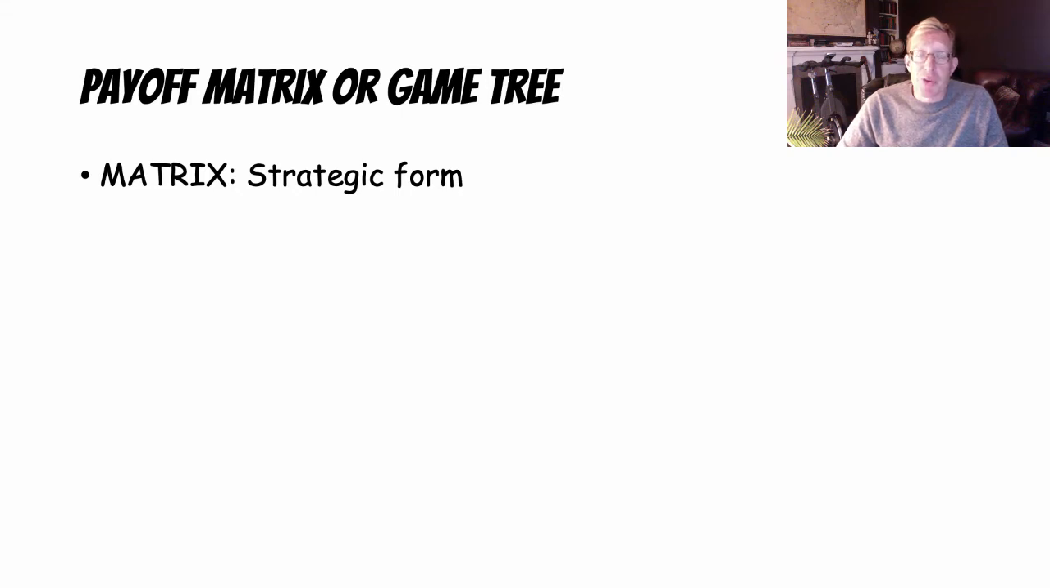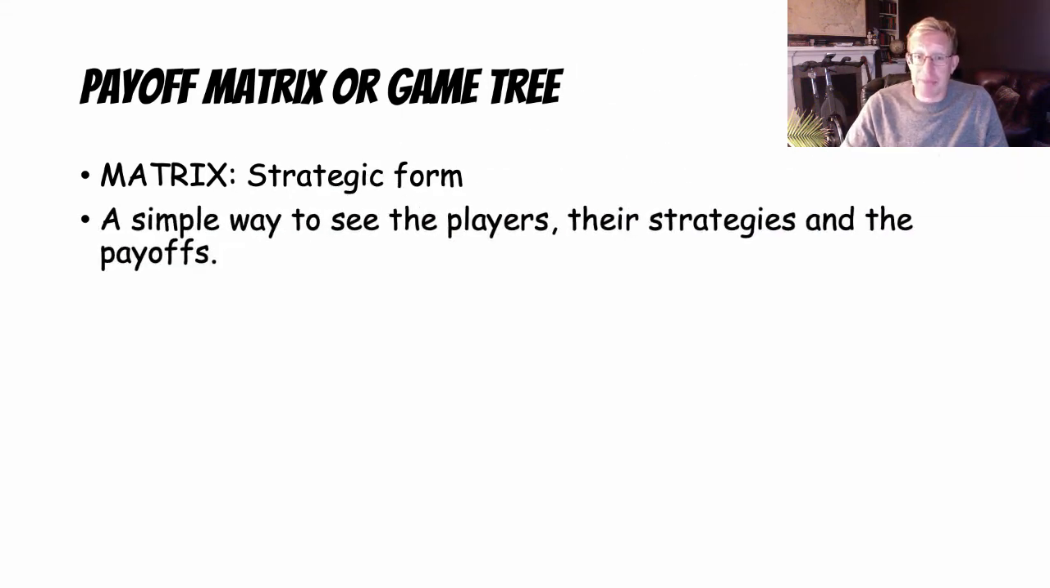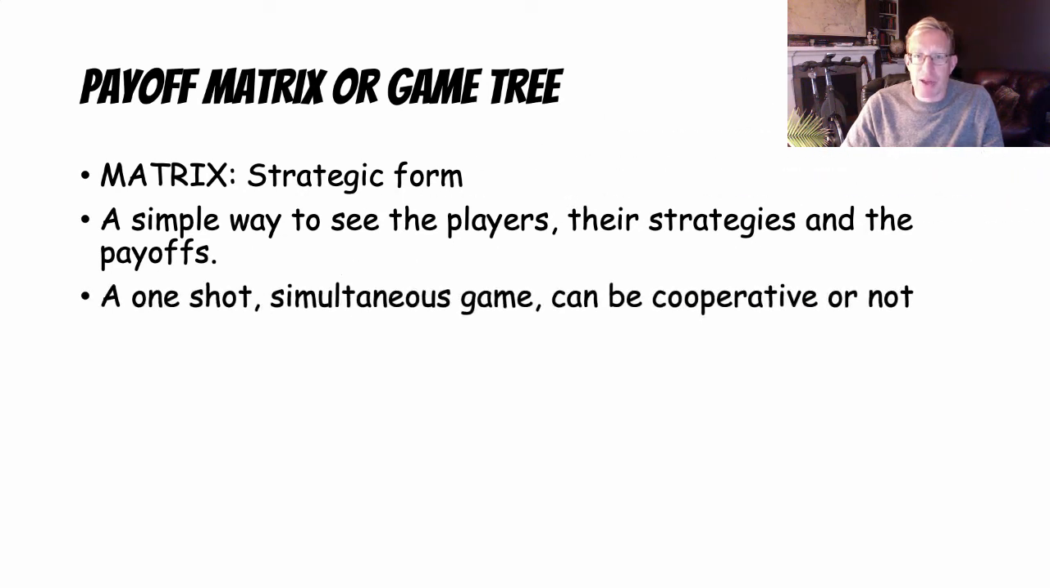A matrix is what we call the strategic form of the game. It's a simple way to see the payoffs, the players, the strategies, and kind of a snapshot. Because of that, the game theory matrix is applied to games that are one shot. So almost always, these are games that you have one chance at. Once the game is over, you don't get to play again. They are simultaneous, so the players have to make a choice at the same time without knowing what the other player is going to do. But they can be cooperative or not cooperative games.